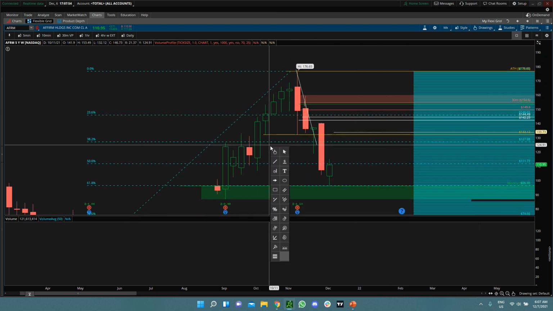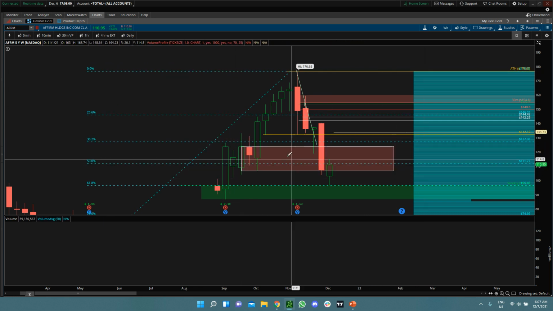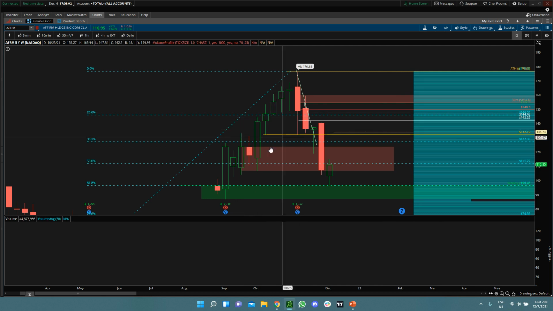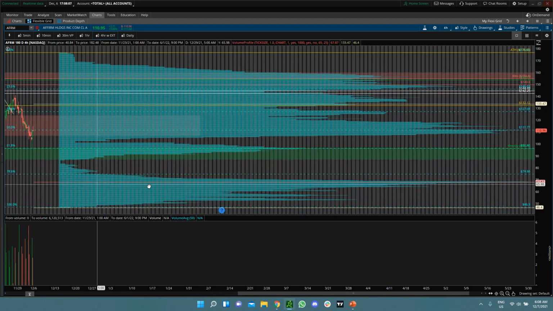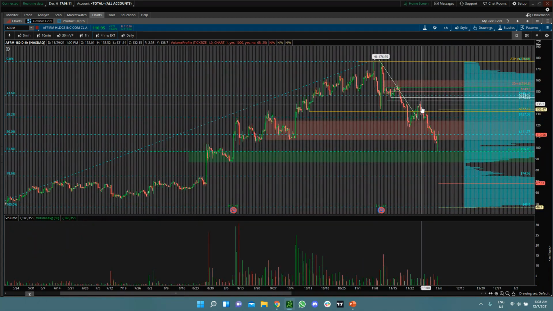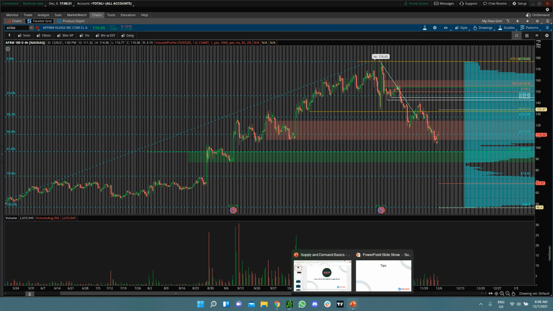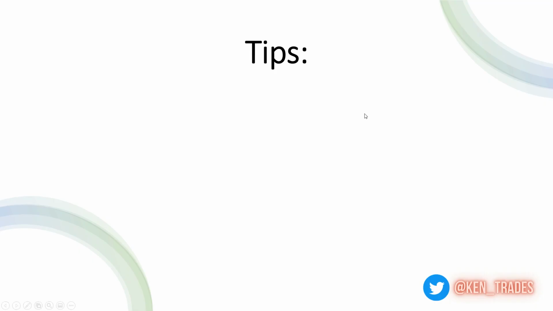Even for this, huge zone, no doubt this is a huge zone, but it's a rally, base, rally again. So if we go down, you see we tap here before rallying up again, but eventually selling off. Okay, so these are just some of the ways that I draw my zones. If not, let's move back to some tips.